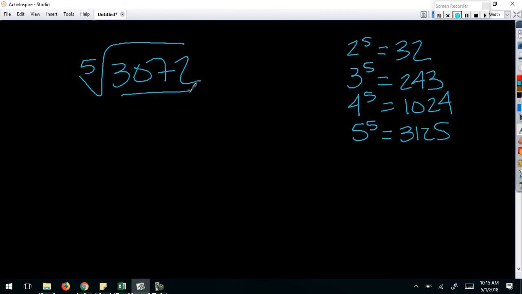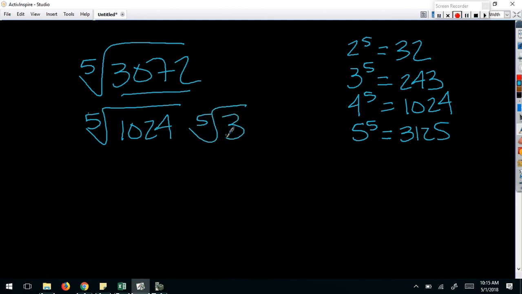So of these numbers, can you divide 3072? Yeah, but not 4, the number on the right: 1024. There you go. 1024 times what? 3. 1024 times 3. Good job.